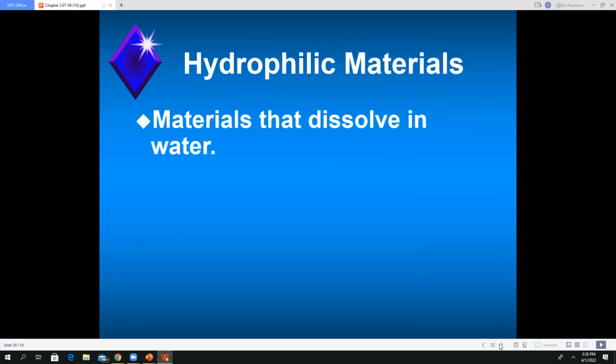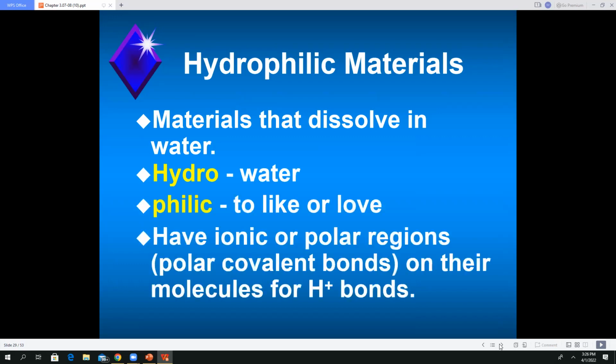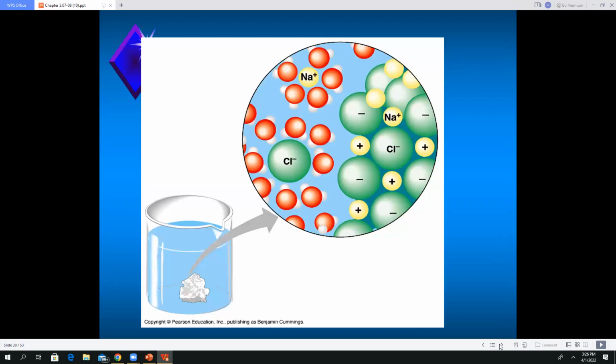All right, so materials that are capable of dissolving in water are called hydrophilic. Hydro meaning water, philic meaning loving, water loving. If you do not dissolve, that means you have no polar region. But if you do dissolve in water, that means you're hydrophilic. Therefore, you have a polar region, such as sodium chloride. We already looked at this picture.